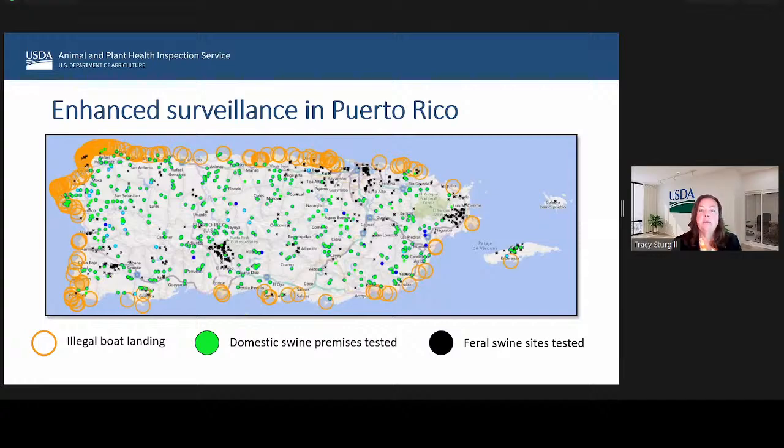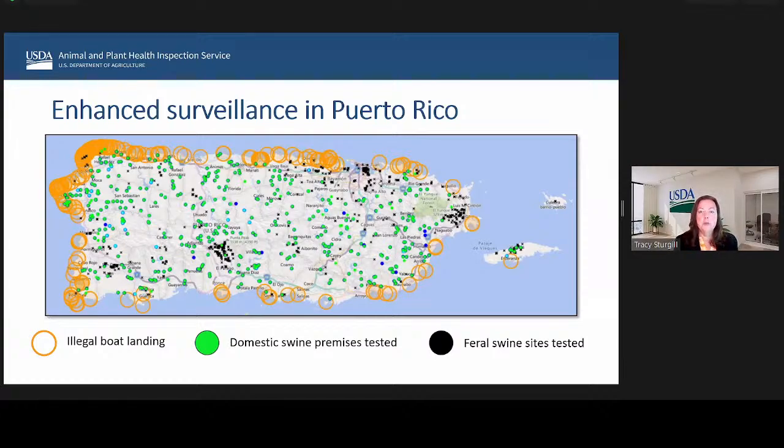Here's an enhanced surveillance map that we've been doing in Puerto Rico, and this map shows the scale of the surveillance operations, and this is for both domestic and feral swine. The orange circles are locations of inspected illegal boat landings, and as you can see, they've occurred all around the island of Puerto Rico, not just on the side adjacent to or close to the Dominican Republic.